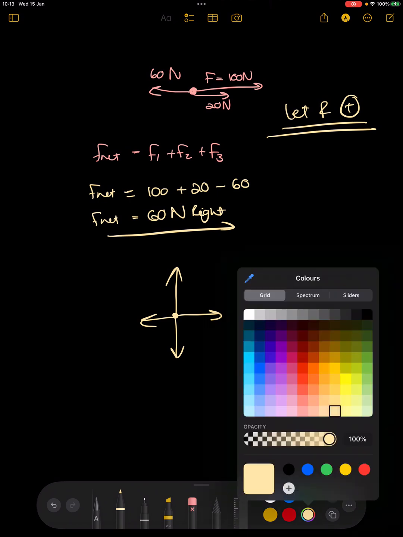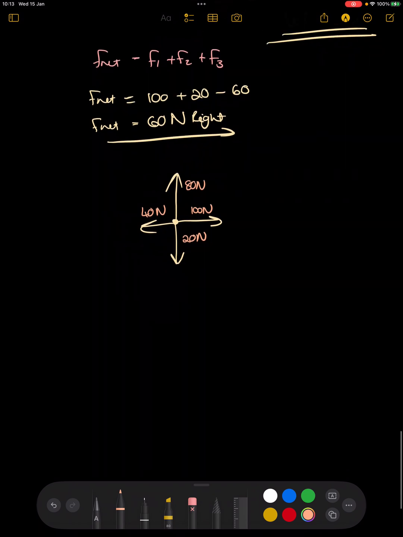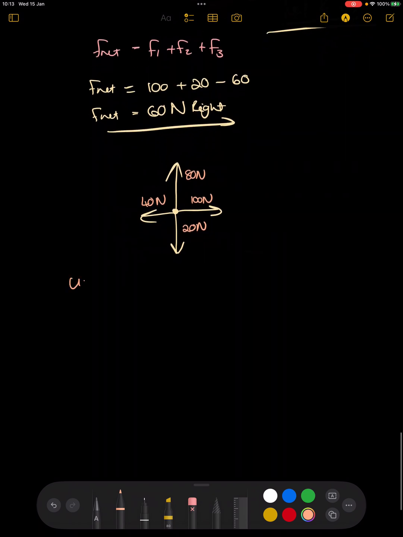Okay, so now it gets a little bit more complex, because let's say this one over here is 100 Newton, that one over there is 40 Newton, that one over there is 80 Newton, and this one is 20 Newton. I cannot go and add all four together because they're not on the same plane. So I have to break my motions down to vertical and horizontal.